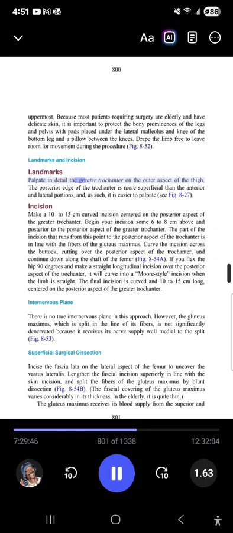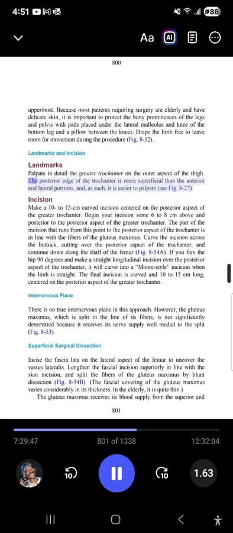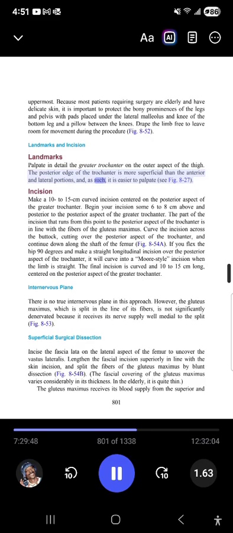Landmarks. Palpate in detail the greater trochanter on the outer aspect of the thigh. The posterior edge of the trochanter is more superficial than the anterior and lateral portions, and, as such, it is easier to palpate. See Figure 8-27.